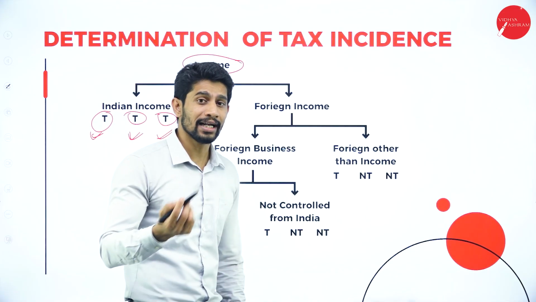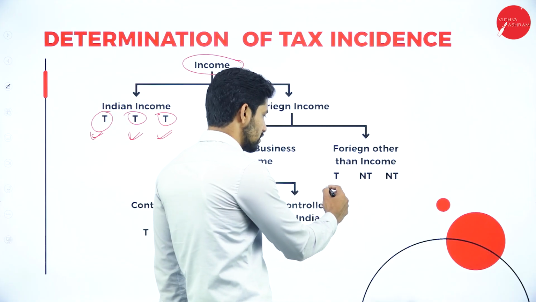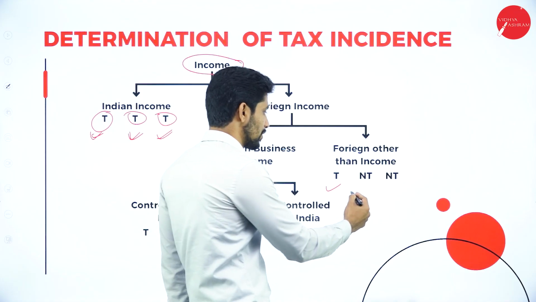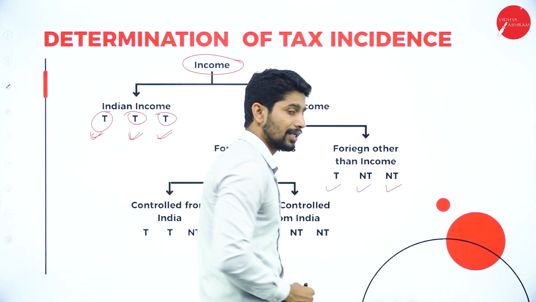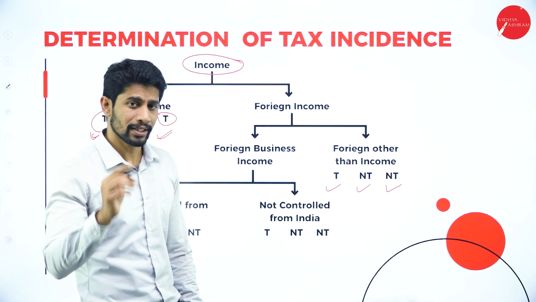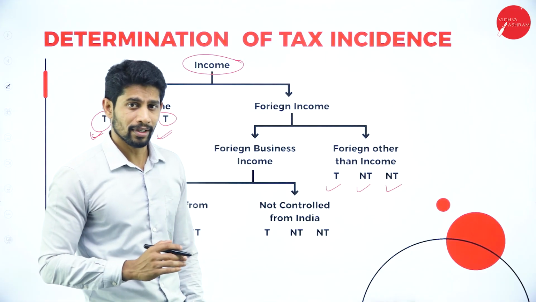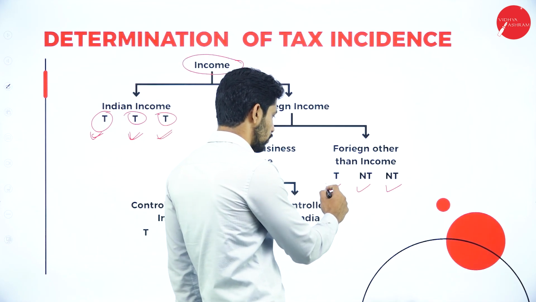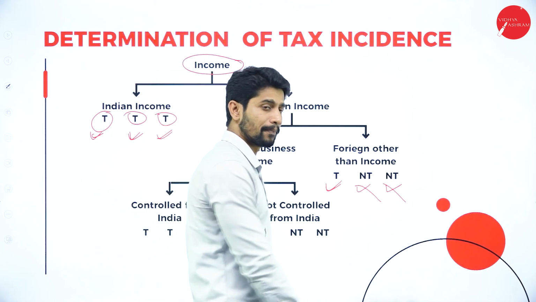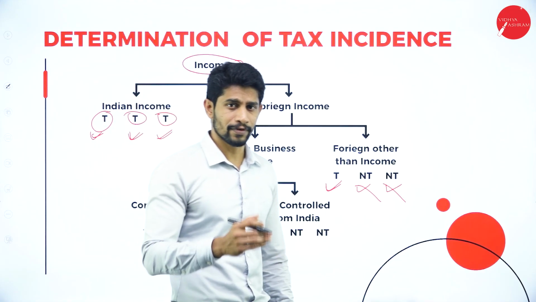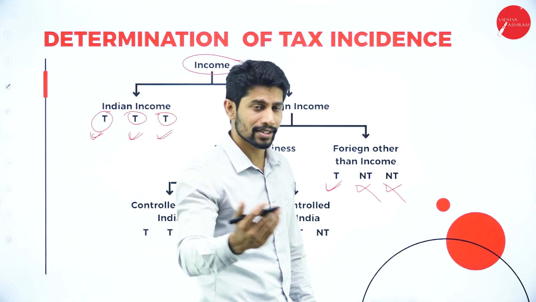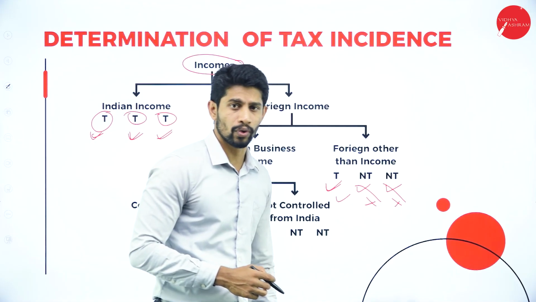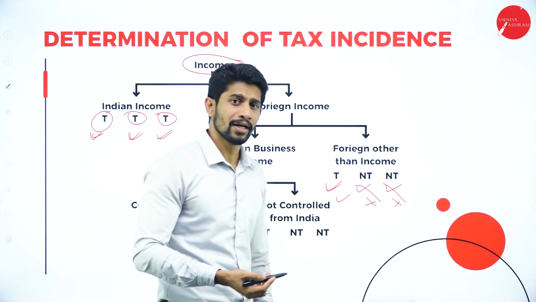So for foreign income other than business income, the treatment is that it is taxable only in the ordinary resident head, and it is not taxable under not ordinary and non-resident. That means only here we are going to write the amount, and here we are not going to write the amount. So if it is a foreign income, other than business, then it is taxable in the first head and it is not taxable in the next two heads, that is, not ordinary and non-resident.